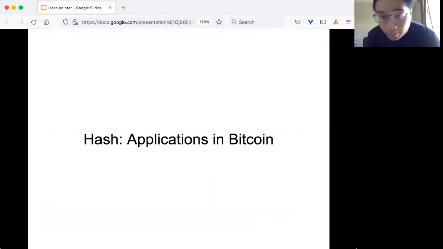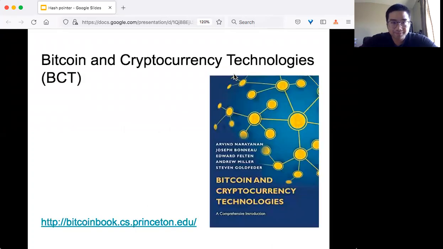Last time we talked about the fundamentals of hash functions. Today we are going to talk about three applications of how to apply hash functions inside Bitcoin.